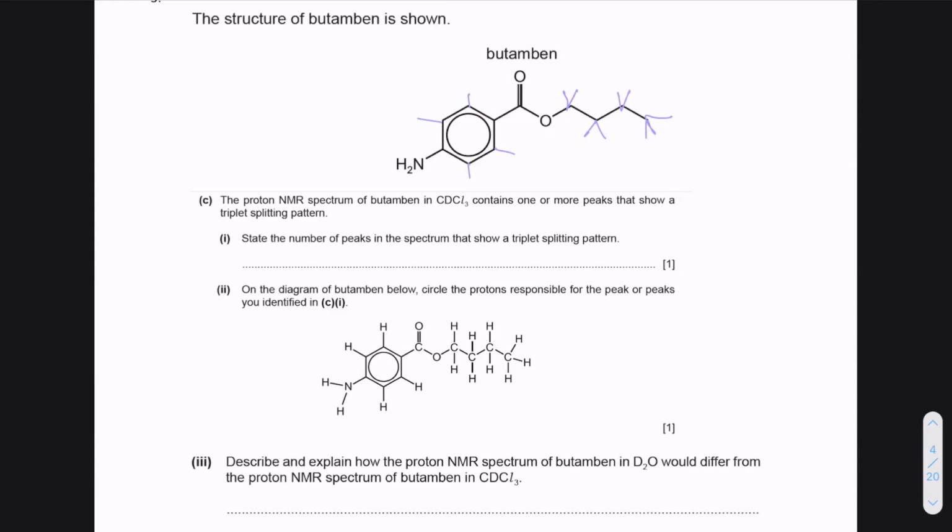So how many of them will show triplet? The one with 2 neighbors. So this one will be a triplet because it has 2 neighbors. And this environment is the same, remember. With this CH2 there are 2 neighbors, and with this CH2 also 2 neighbors. So we will only get 2 peaks. One will come from this and one from these two combined. On the diagram, circle the proton responsible for peaks you identified. So this one and this one.